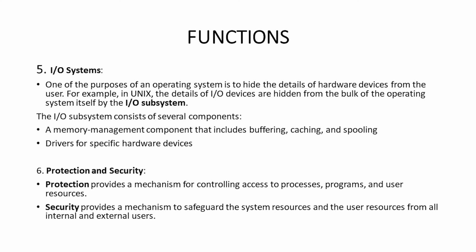The sixth one is protection and security. Protection in the sense it provides a mechanism for controlling access to the process, program and user resources. Security, it provides the mechanism to safeguard the system resources and the user resources from all internal and external users.